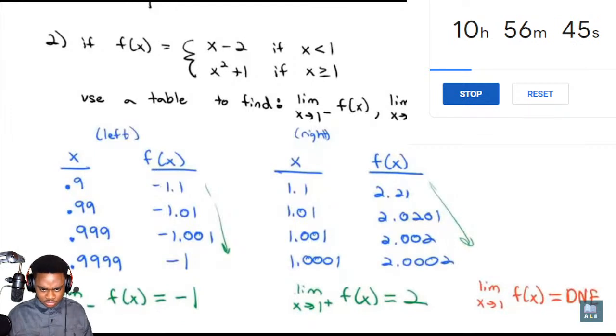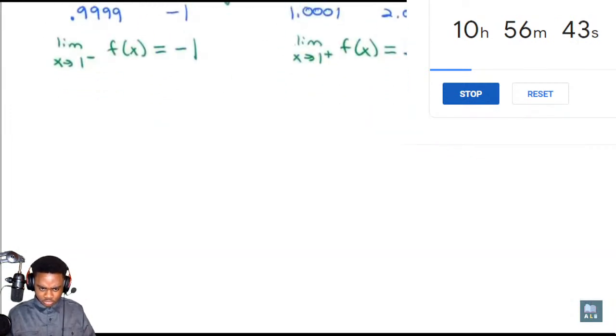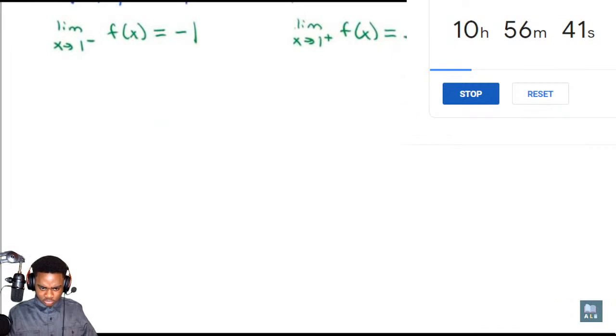Now there is another case that I want to look at of what can happen as you're trying to make your table. I think we're up to E now. E. What I'm going to call infinite limits.